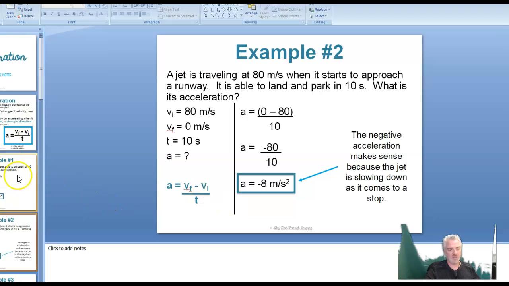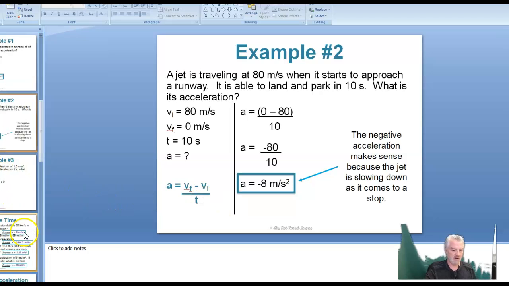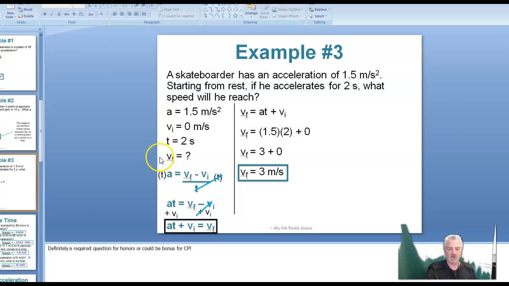And then we have one more example I was going to show you here. This is for when you're asked to find final velocity. That's typically the part that gives most people problems. But if you know how to isolate a variable, it's not too difficult. A skateboarder has an acceleration of 1.5 meters per second squared. Starting from rest, if he accelerates for 2 seconds, what speed will he reach?